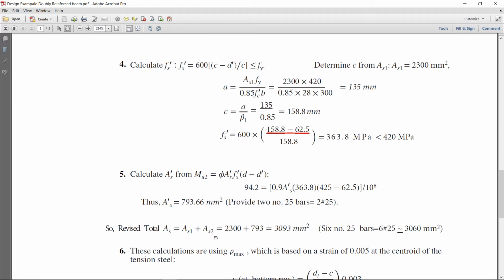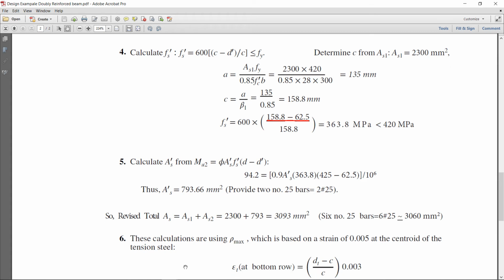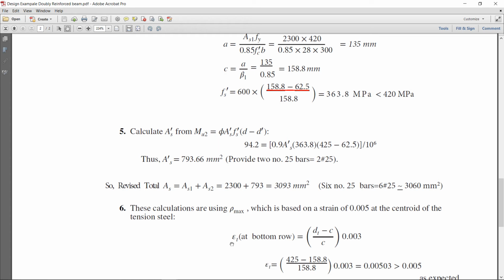Here is the design. We have used in the tension control the value for phi 0.9. These calculations are using rho max, which is based on a strain of 0.005 at the centroid of the tension steel.